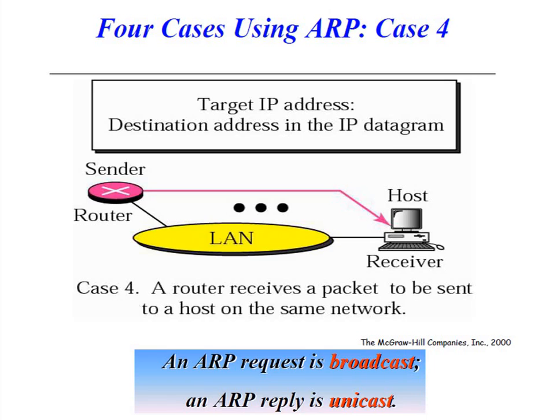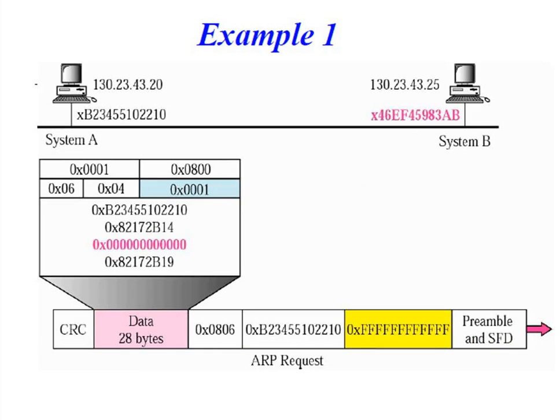So in short we can say that ARP request is a broadcast, whereas ARP reply is unicast. Now we can see an example of how exactly you are sending the data. This is the hardware type. 01 means it is Ethernet. This is the protocol type. 8000 means you will be using IPv4. Then this is your hardware type and this is your protocol type.